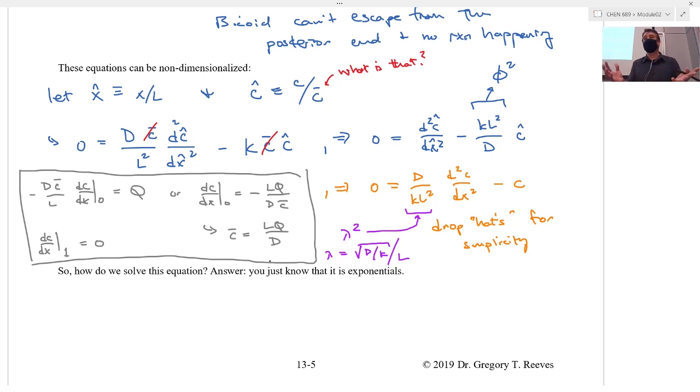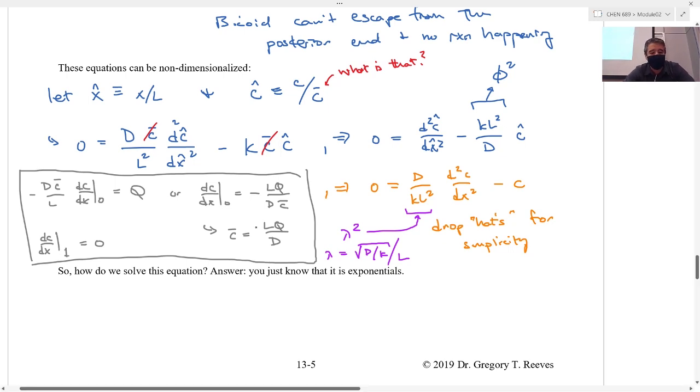There's no other answers that you have to worry about. It's not like, hey, I guessed exponentials and it worked, but maybe there's something else out there. And the answer is no, there's not. Since it's a second order differential equation, you have a linear combination of two different exponentials that both work. Okay, so that's it.